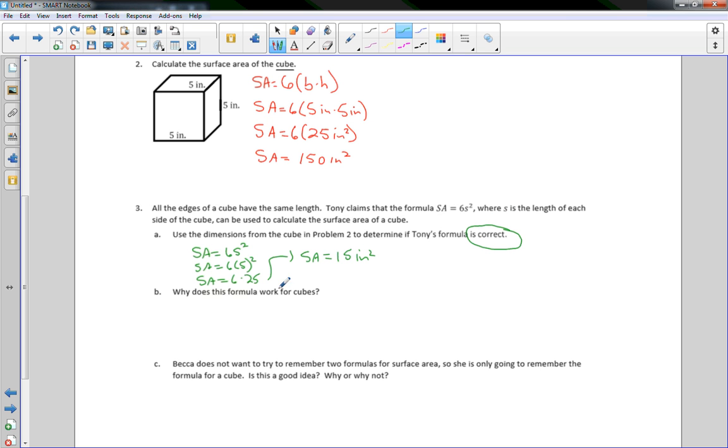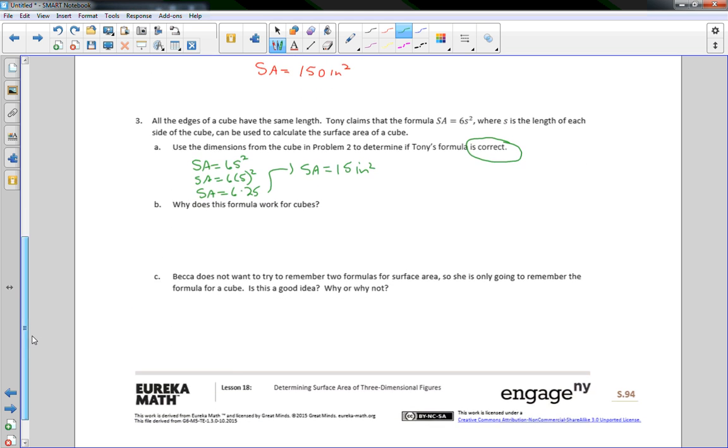Why does this formula work for cubes? Because, as I said in problem number 2, all sides are the same. There are 6 of them. All we have to do is the area of one rectangle multiplied by 6. Okay? So let me bring that reasoning in.